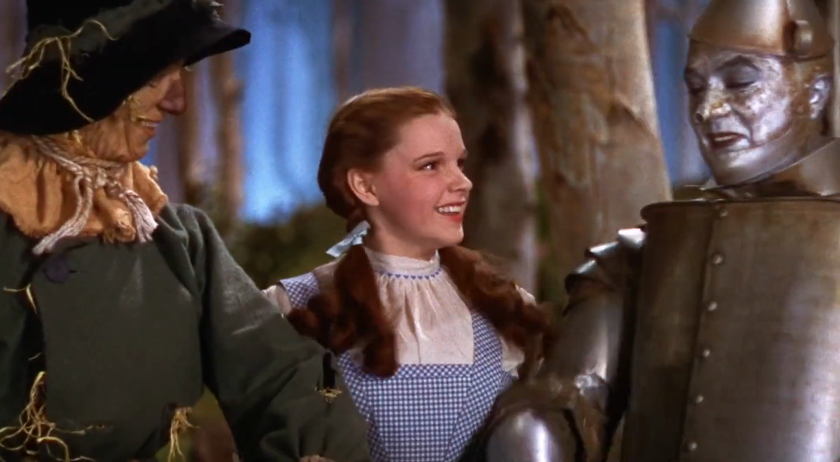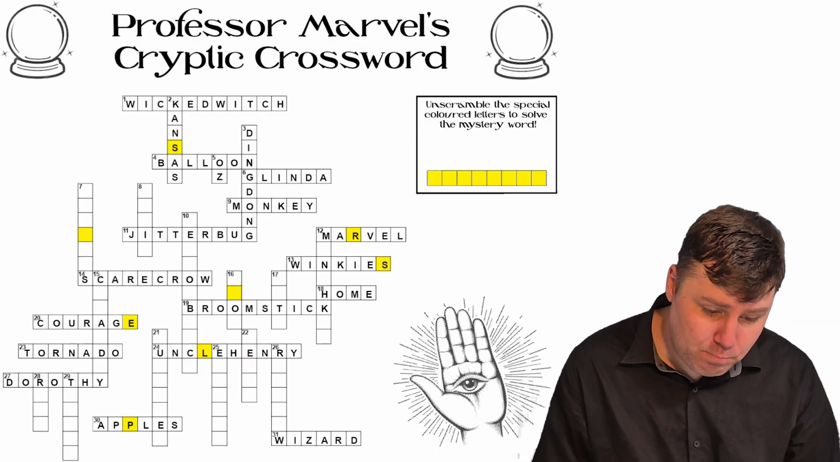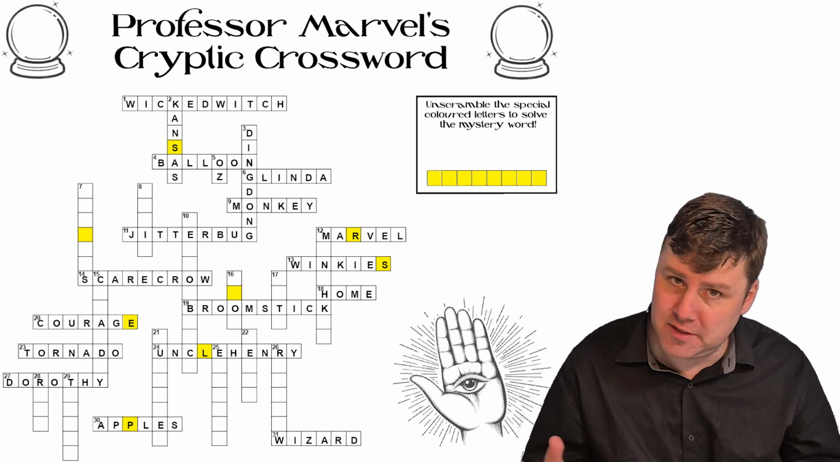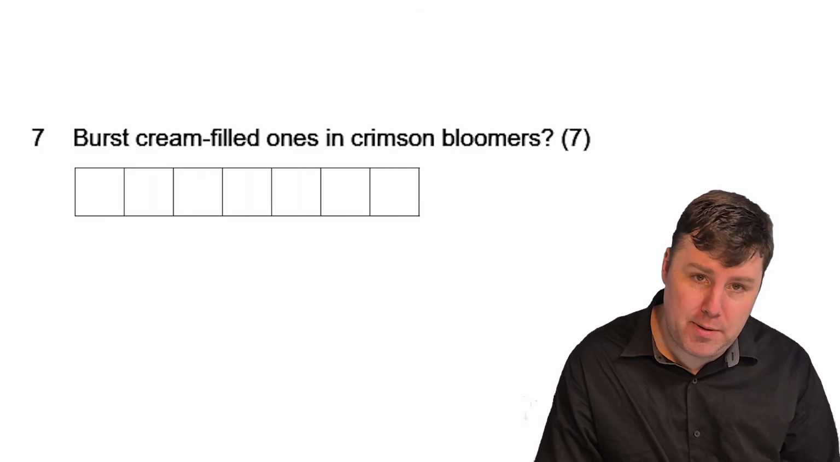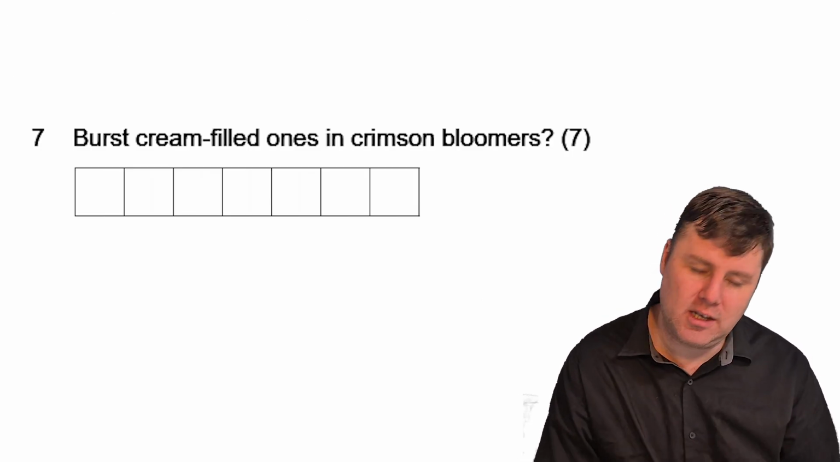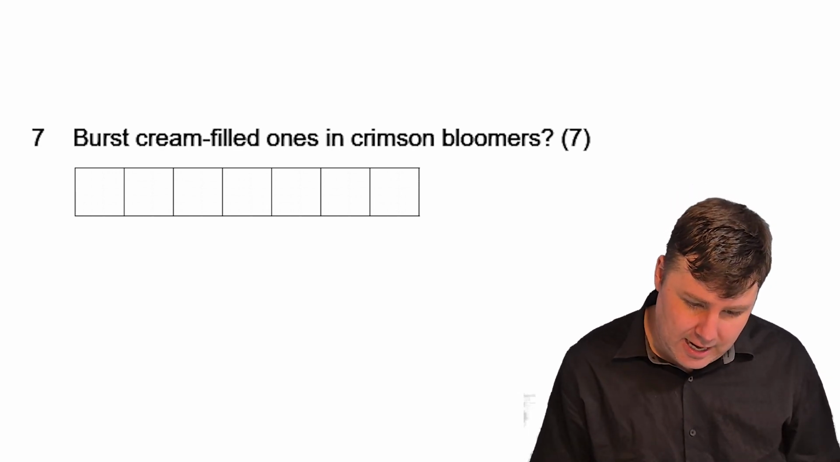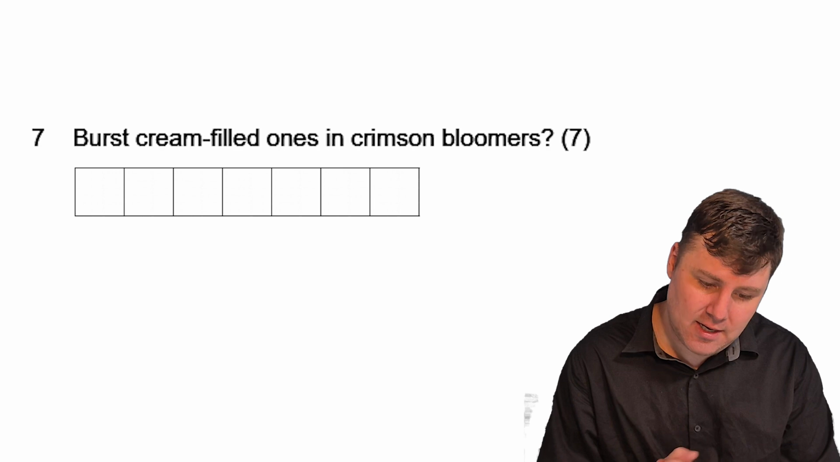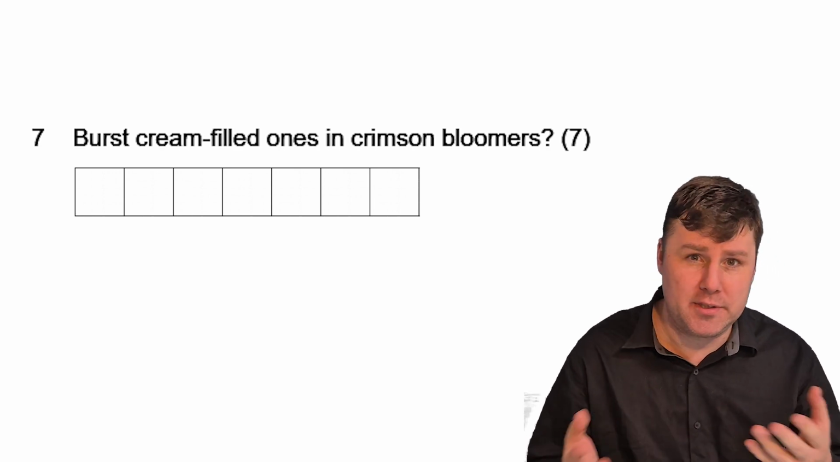To Oz? To Oz. 7 down now. This one's a little bit naughty, a little bit tongue-in-cheek on a surface reading of the clue. Burst cream-filled ones in crimson bloomers. So you might get a visual there of some bright red underpants and some cream-filled related bursting going on.